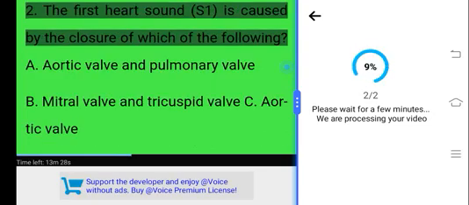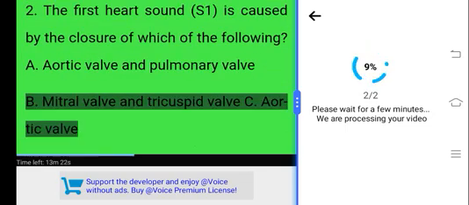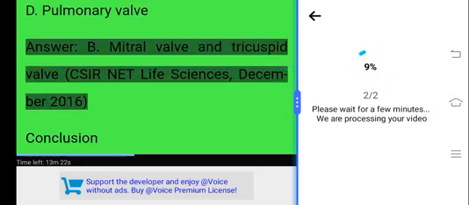2. The first heart sound, S1, is caused by the closure of which of the following? A. Aortic valve and pulmonary valve. B. Mitral valve and tricuspid valve. C. Aortic valve. D. Pulmonary valve. Answer: B. Mitral valve and tricuspid valve. CSIR NET Life Sciences, December 2016.